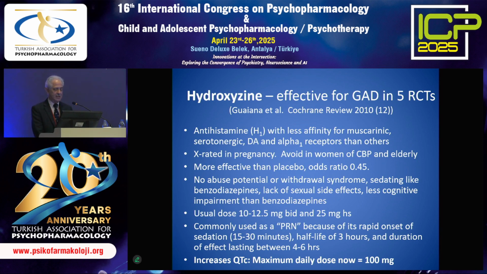The usual dose is 10 to 12.5 twice daily, and then 25 at night, total of 50. It's commonly used as a PRN also for anxiety because of its rapid onset of sedation, usually within 15 to 30 minutes, has a half-life of 3 hours, and total duration of effect might be 4 to 6 hours. So it gives you a good short-term benefit.